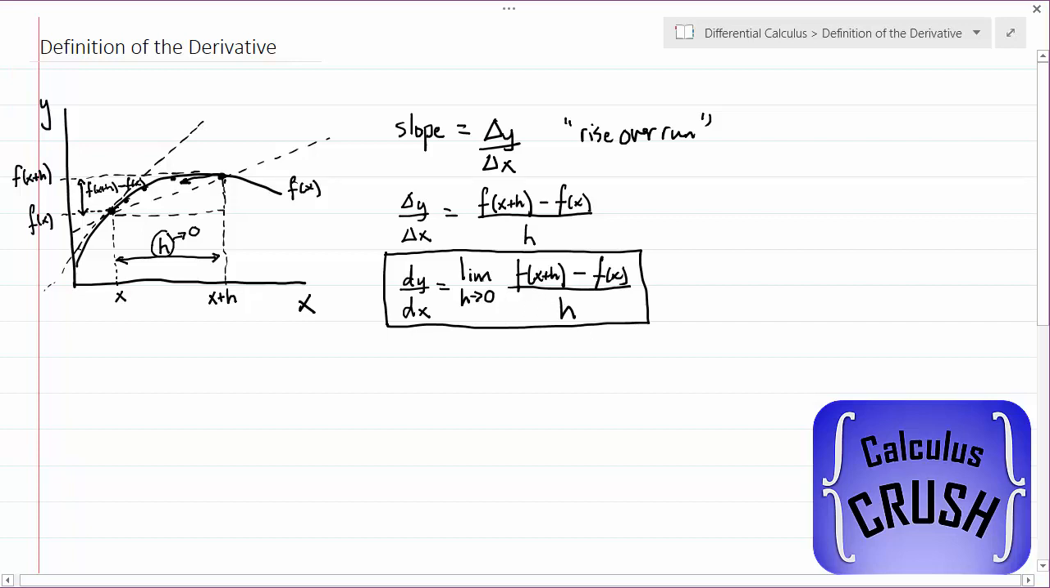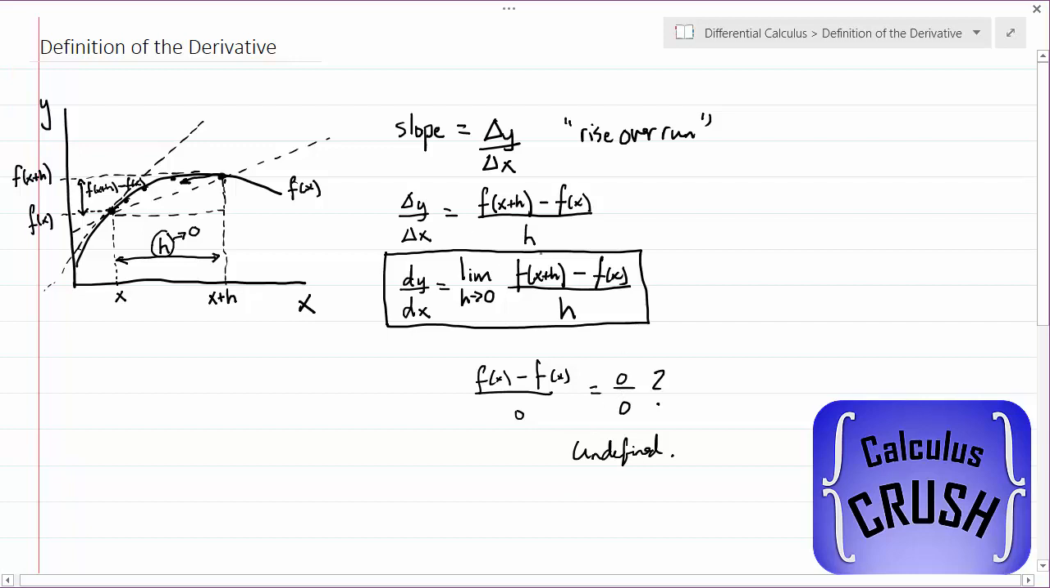So if you were to actually solve this right now, if you were to replace all of your h's with 0, you would just end up with f of x minus f of x divided by 0, which is 0 over 0. Now what is 0 over 0? 0 over 0 is undefined. It could be anything. It could be 0, it could be 1, it could be a million, it could be x squared plus 5. You don't have any information if you have 0 over 0.